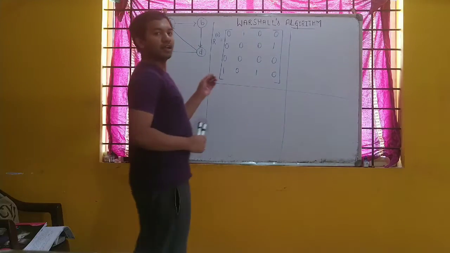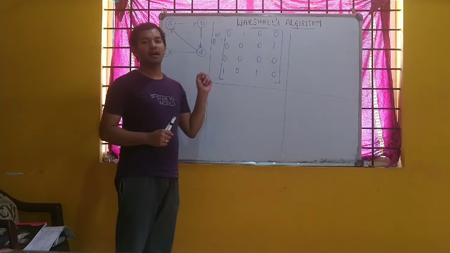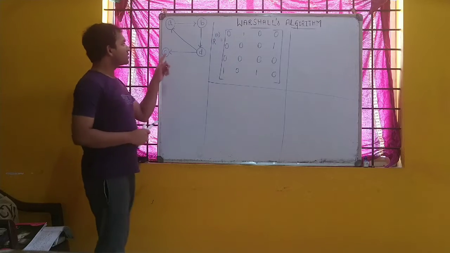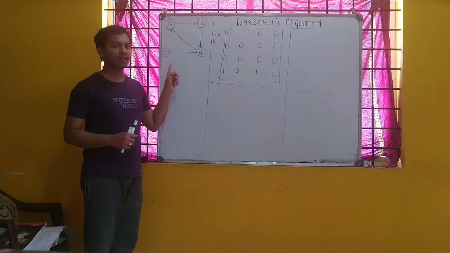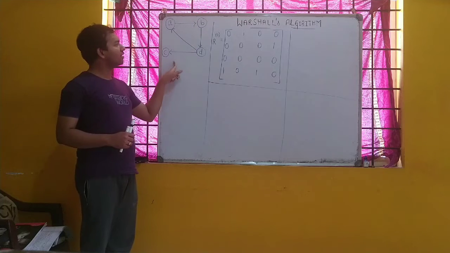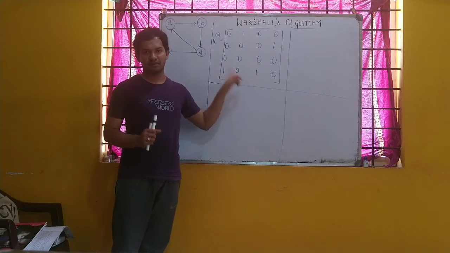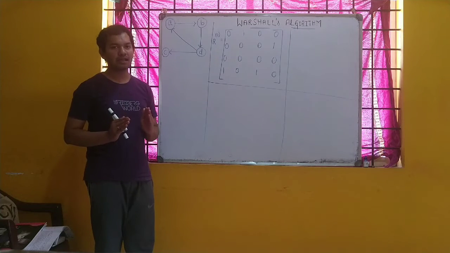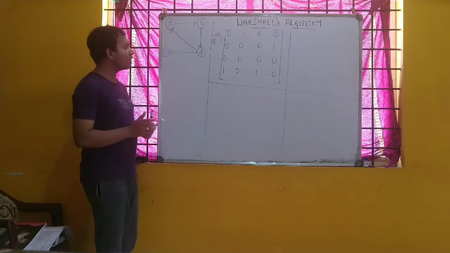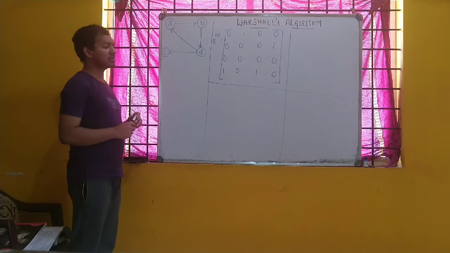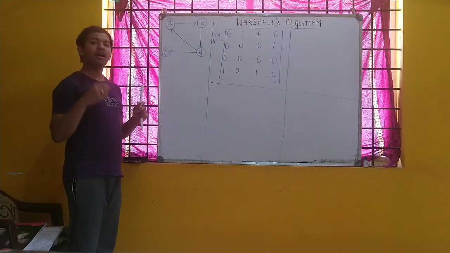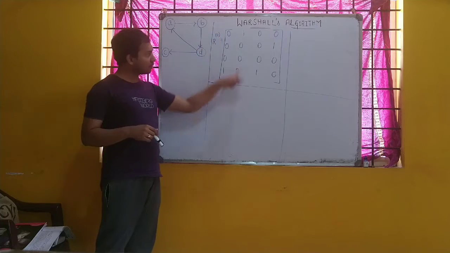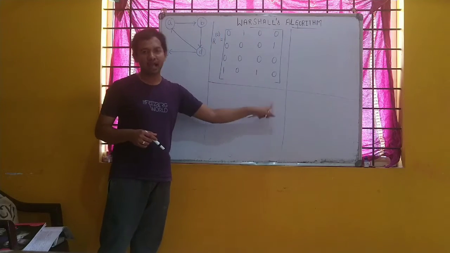Hi students, now we will discuss how to solve Warshall's algorithm to find out transitive closure. The first step in Warshall's algorithm is to convert the given graph into an adjacency matrix. In the previous video I discussed how to convert a given graph into an adjacency matrix. Now we have to find whether a path exists via A, via B, via C, via D.